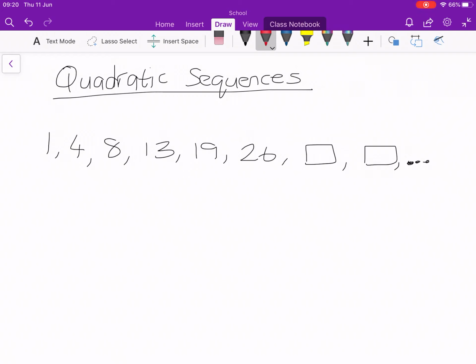So in this one we're going to have a look at quadratic sequences. First thing, before we talk about the quadratics, before we talk about the nth term, we can just have a quick look at the sequence below. So you've got 1, 4, 8, 13, 19, 26, and the first thing we want to do is try and work out what these missing values are going to be.